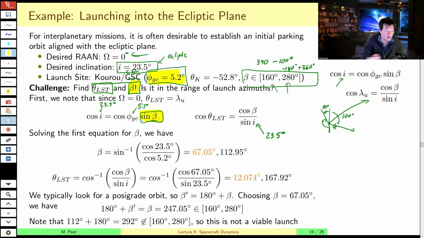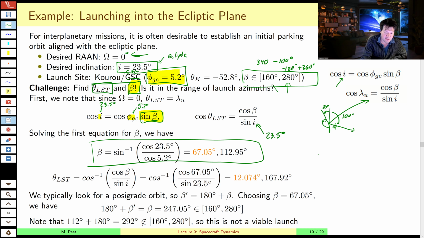What is our azimuth that we need in order to achieve an inclination of 23 degrees from a latitude of 5 degrees? So if we just do inverse sine on this formula, this is what we get. Remember, inverse sine has two solutions, and so we write down both of them. The first is 67 degrees, and the other is 112 degrees azimuth. Now again, these are measured from due south, right?